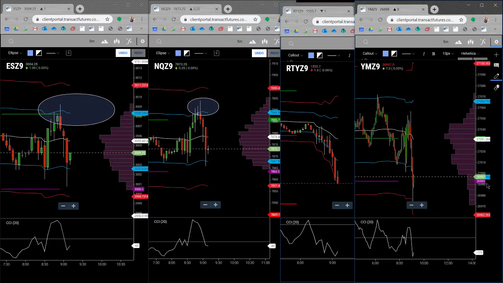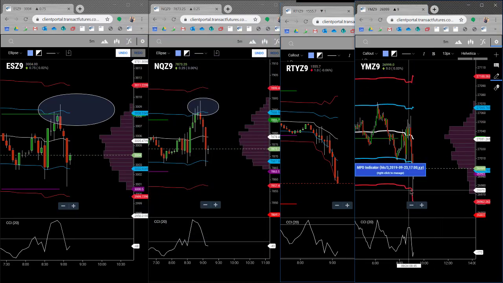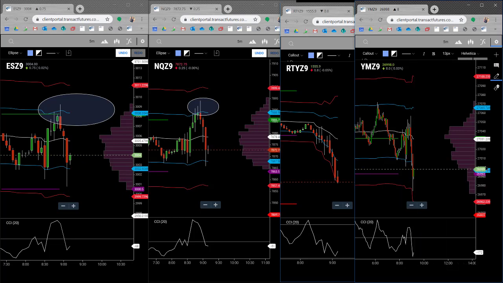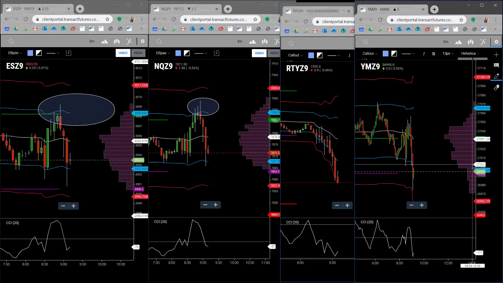And then with the Dow, the Dow did spike near that lower MPD line. Not a lot of conviction here. It didn't follow through. It's not rebounding all that quickly, so I don't think there's much to be had there. So that's kind of where things are at right now.